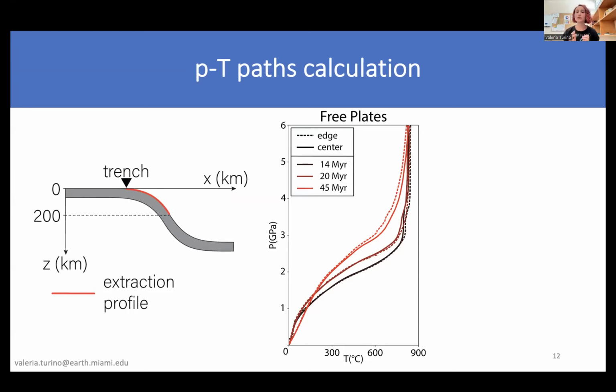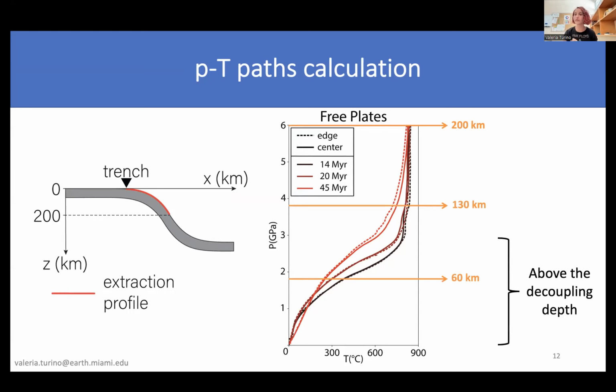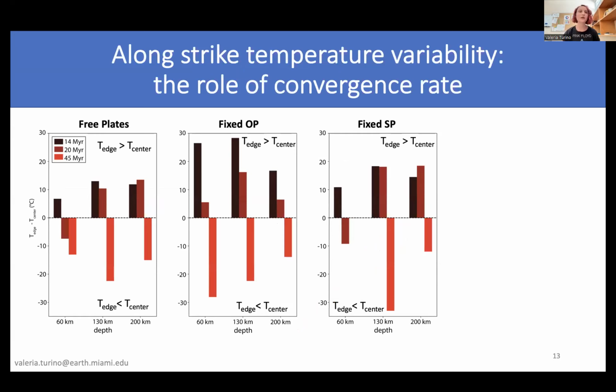It was a bit difficult to quantify this along strike variation. So what we did was to compute the temperature difference between the edge of the plate and the center of the plate for these three different times and at three different depths, which are 60 kilometers, 130 kilometers, and 200 kilometers depth. And this is because we want to probe temperatures respectively above and below the decoupling depth. So what we obtain looks a bit like this.